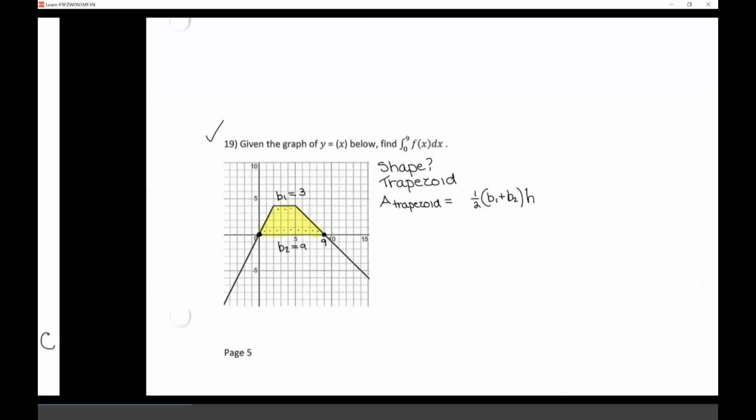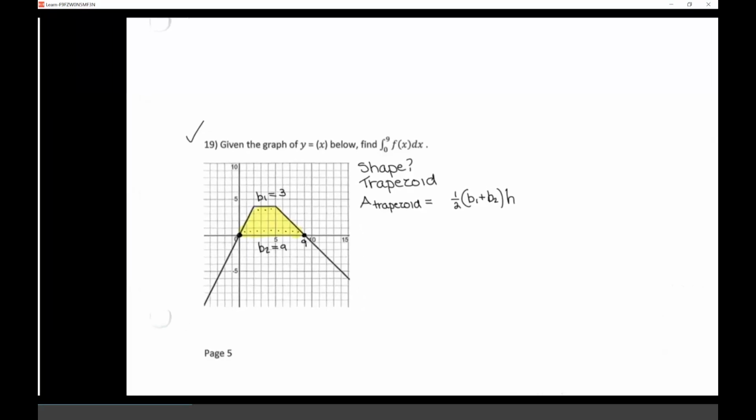All right, so now I'm just going to plug those values. The height, remember, is always a vertical distance. Here it's between the two bases. So here my height is 1, 2, 3, 4 units.